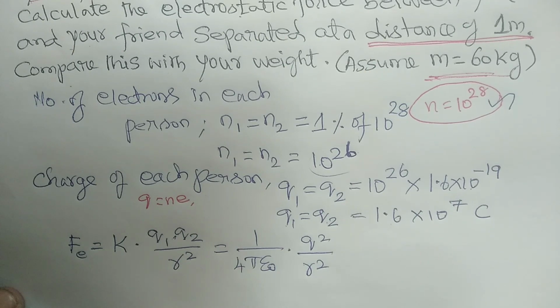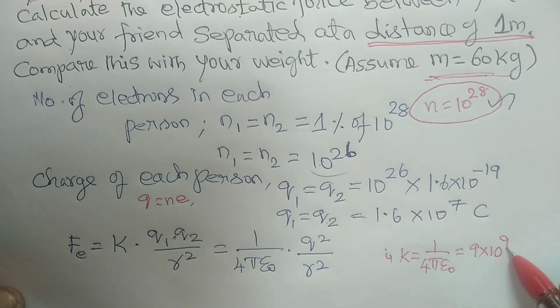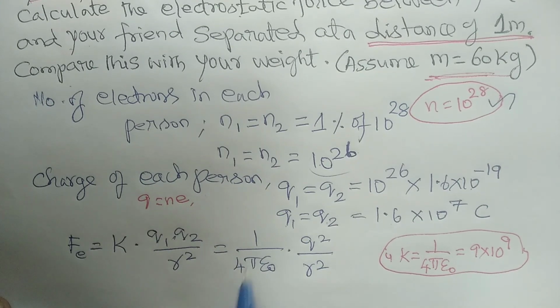Now substitute all these values. Before that, remember the value of k, which we already discussed in the first chapter. k is equal to 1 by 4 pi epsilon naught, which is equal to 9 into 10 power plus 9. Don't forget this value, which is very useful for problems. So instead of 1 divided by 4 pi epsilon naught, we substitute 9 into 10 power 9. The remaining values you know.